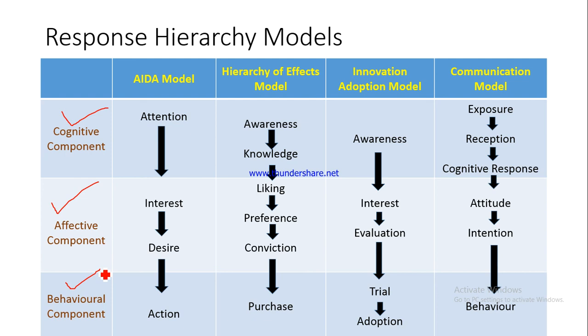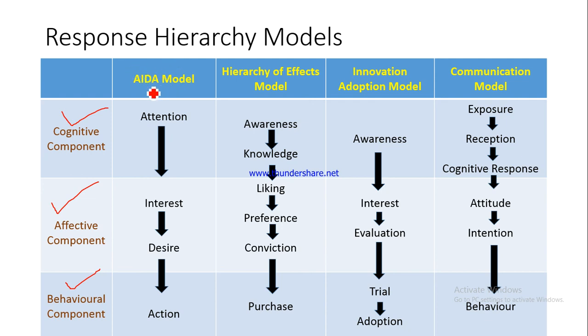Now there are different models which have been suggested by different researchers, and please understand there is no particular model which has universal acceptability. There are only a few models which are considered to be closer to reality, how people think about a particular product and how people actually behave towards a particular product. So we are only going to discuss 4 or 5 of them. So here we are going to discuss 4 of them. So response hierarchy models, we have got different response hierarchy models.